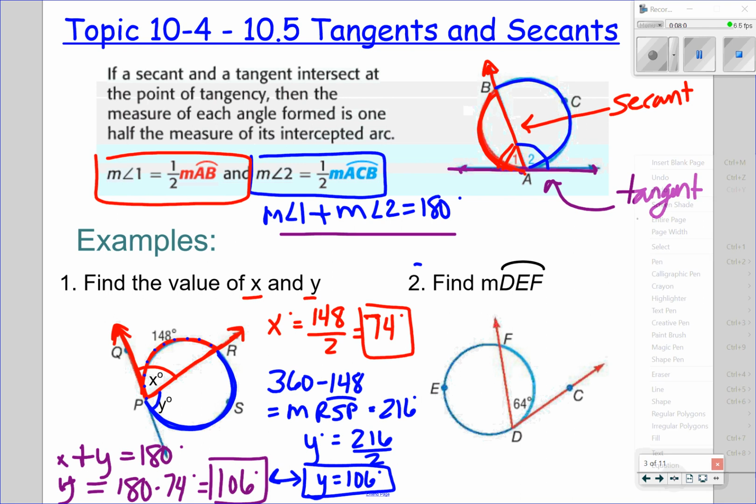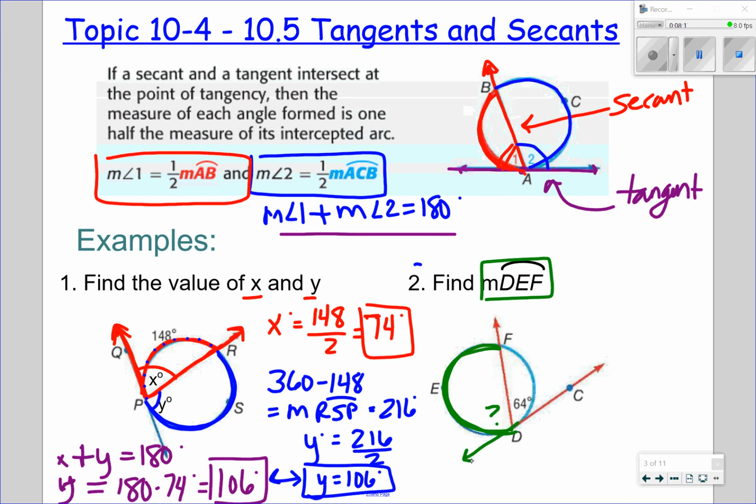All right, so let's look at the second one over here. It says that we're going to find the measure of arc DEF. Well, let's find DEF first. We notice that this is arc DEF, that it's going to be double whatever this angle would be. Okay, so you could do this one of two ways. We know 64 has to be a linear pair with this angle right here. We could find that angle, double it to get the arc. Or we could take this angle, double it to get this arc, and then subtract that from 360. It does not matter to me what method you pick.